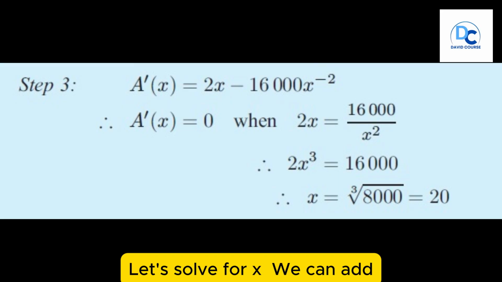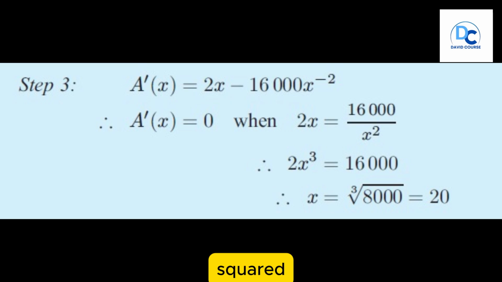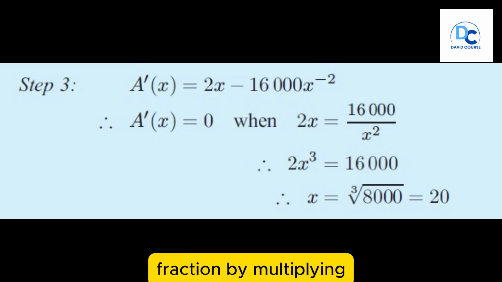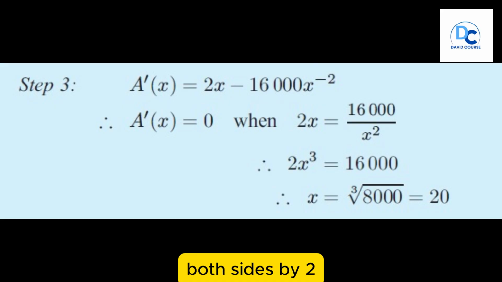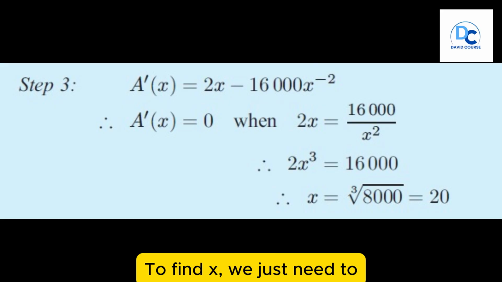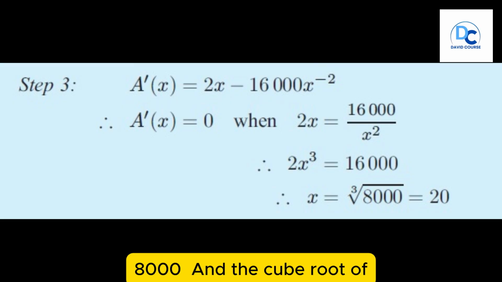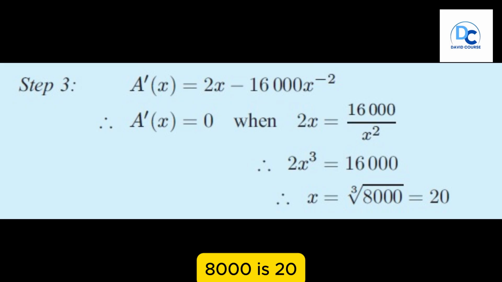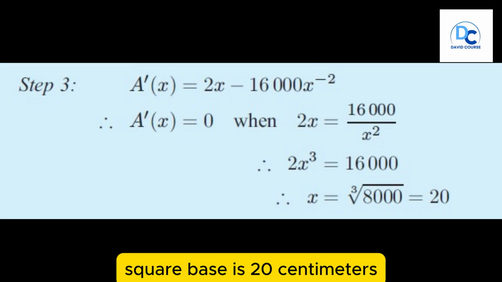Let's solve for x. We can add 16,000 over x squared to both sides, so we get 2x equals 16,000 over x squared. Now let's get rid of that fraction by multiplying both sides by x squared. This gives us 2x cubed equals 16,000. Divide both sides by 2. And we find that x cubed equals 8,000. To find x, we just need to take the cube root of 8,000. And the cube root of 8,000 is 20. So, the optimal side length for our square base is 20 centimeters.